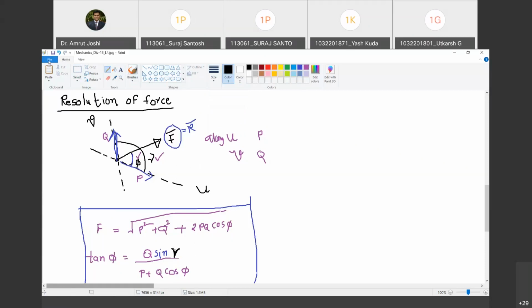Sir, downward also, cos gamma. Yes, you are right. Yes, now it should be fine. It should be the angle between two forces. You are right. So with this, we will stop here today.